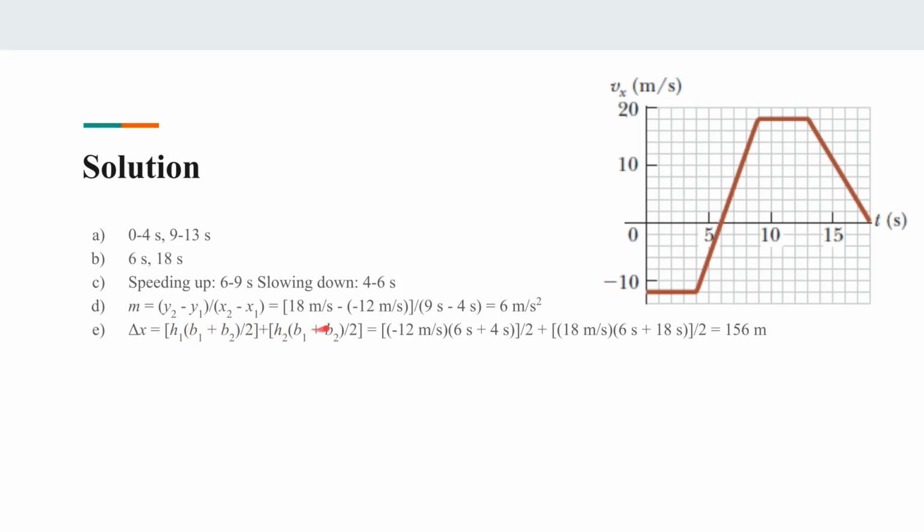I wrote out the formulas. So 1/2 times height times base 1 plus base 2. And that gives us negative 12 meters per second times 6 seconds plus 4 seconds divided by 2, plus 18 meters per second times 6 seconds plus 18 seconds divided by 2. And if you add all that up, you get a total of 156 meters.